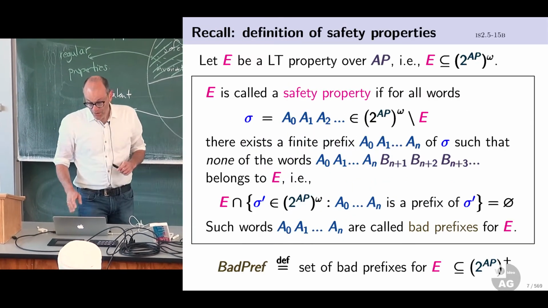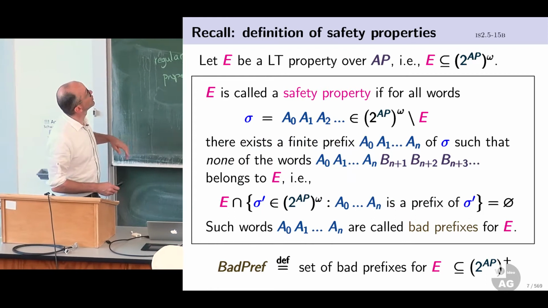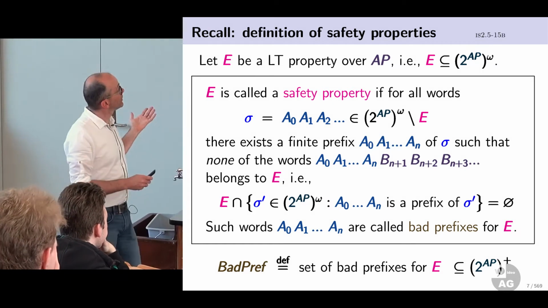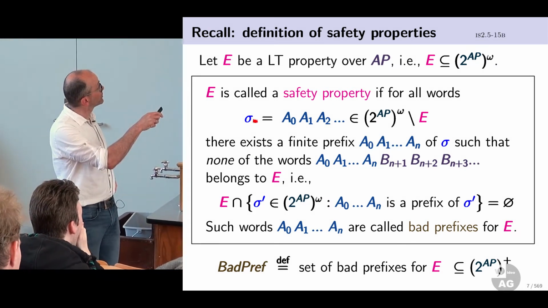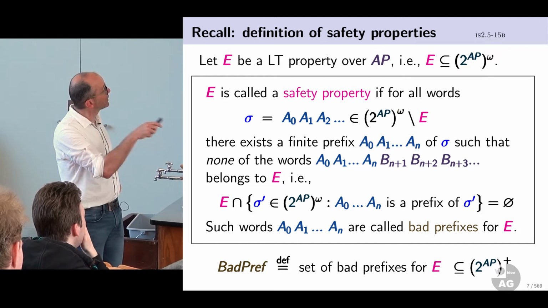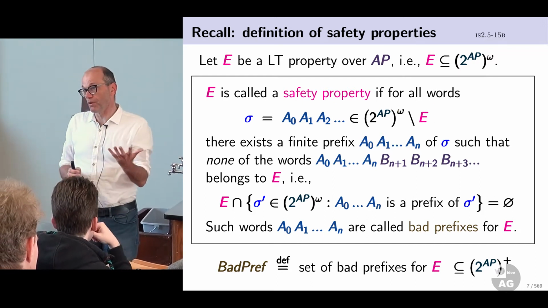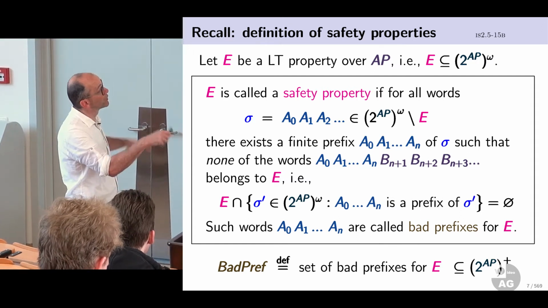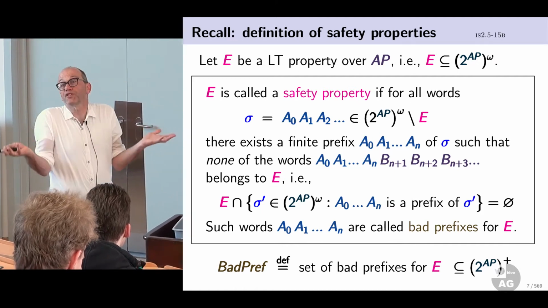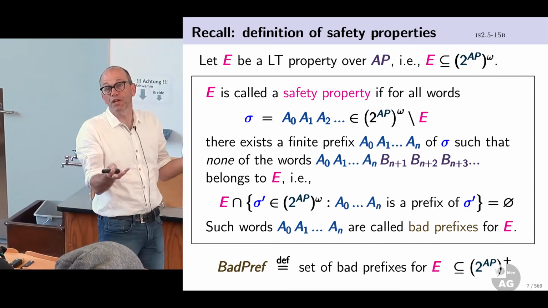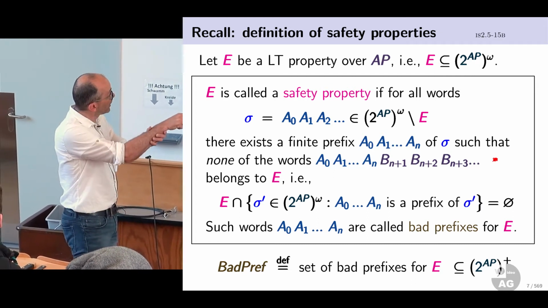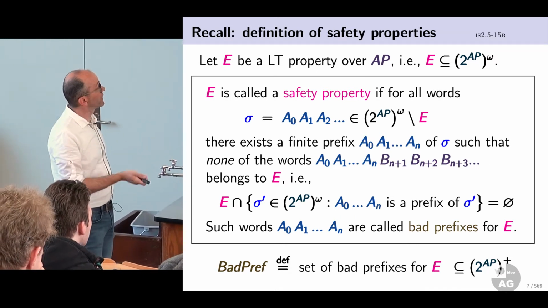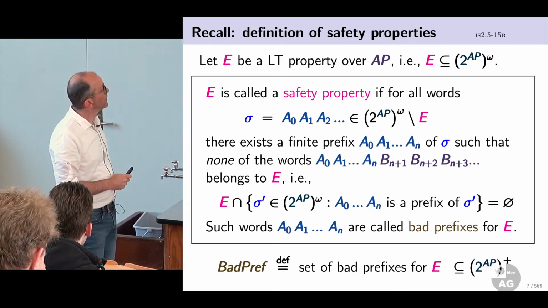Good. So just to recap, I'm not going to go through the whole definition again. What was a safety property? A safety property means that if I give you an infinite word that is not in the safety property, that means this is an example which does not belong to the property we are considering, then this has a finite prefix, which we call a bad prefix, such that none of its extensions actually belong to the safety property. So no matter what you put after this finite prefix, you never get a word which belongs to E. And this is written down like here.